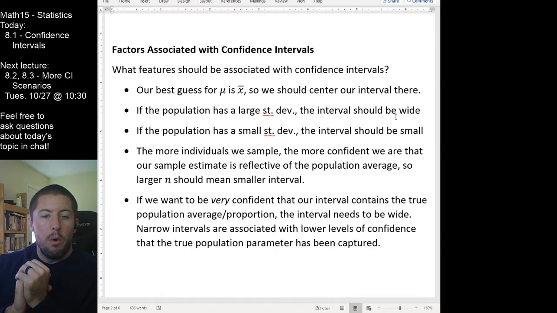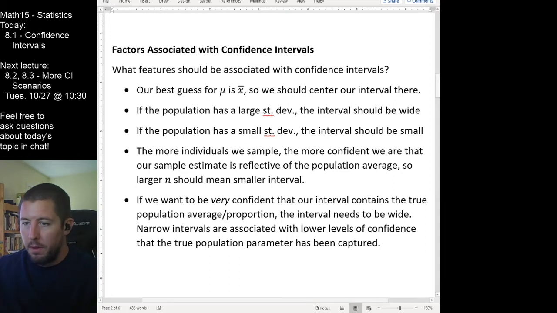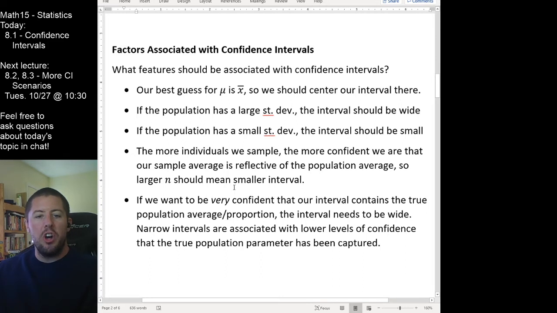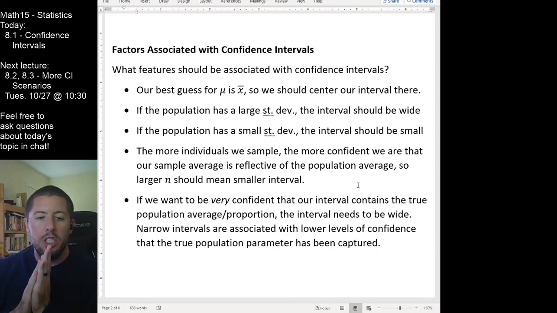The more individuals that we sample, the more confident that we are that our sample estimate is reflective of the population. Maybe I'll change it to sample average. All right, so the larger and larger our sample gets, the more information we have, the more certain that we are that the average that we got from our sample is representative of the average of the population as a whole. And so what that should result in for us is, if we have a very large sample size, then we have a ton of information, right? We're very certain that our x bar, that our average, is very accurate. And so with large n's, with large sample sizes, we should get those very desirable small confidence intervals, reflecting the fact that we have a lot of information.